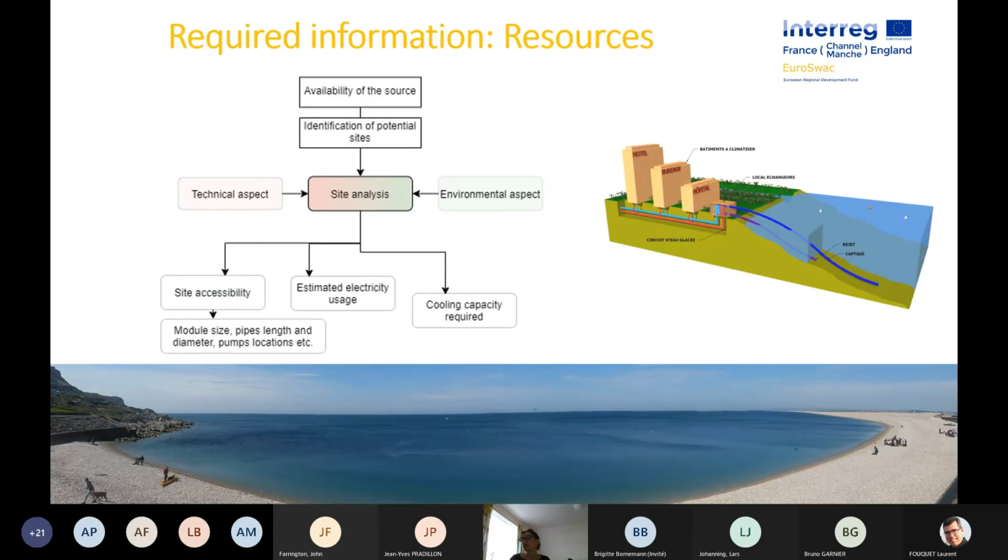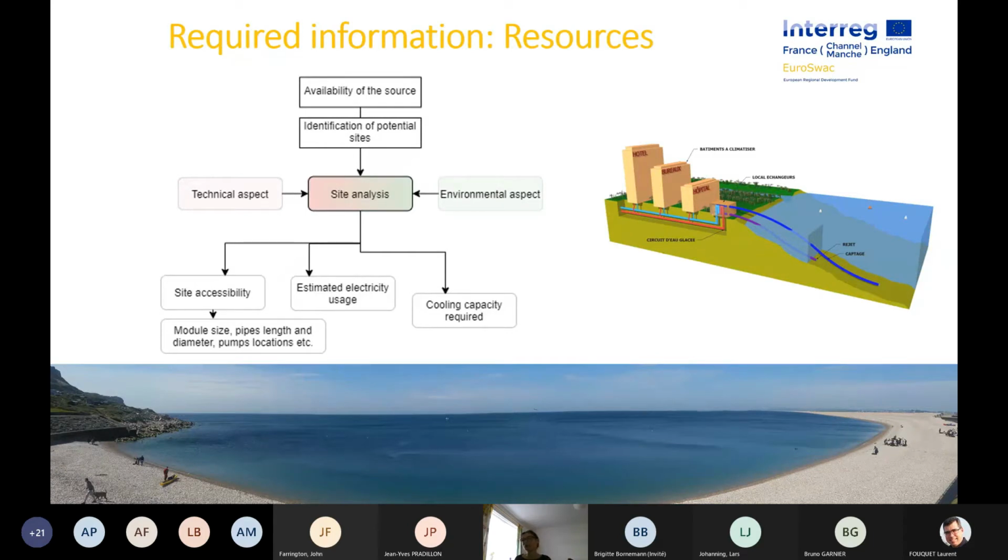To study it, we need to analyze a few aspects. First of all, we need to learn about the resources, so we need to learn about the availability of the source. We need to identify the potential users, potential sites. Once the sites are identified, we'll analyze them in two different aspects, environmental and technical.